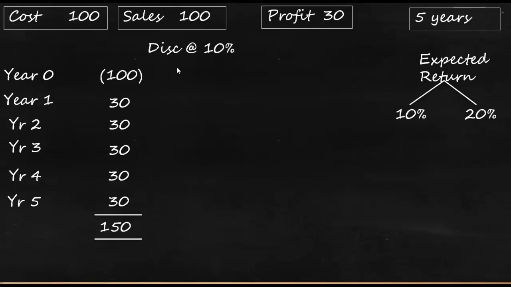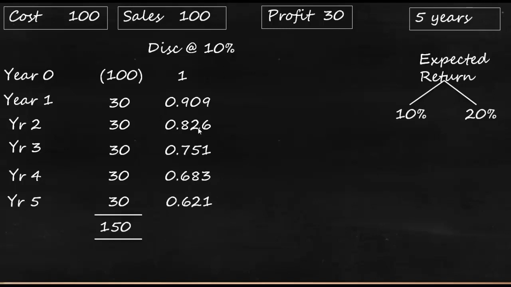So what should we do now? We should discount all these cash flows at the expected rate, which is 10%. If you discount 1 rupee at 10% for 1 year, it is equal to 91 paise. So the 1 rupee which you get after 1 year will be equal to 91 paise. The 1 rupee which you get after 2 years will be equal to 82 paise. After 3 years it will be 75, 68 and 62 paise. Here I have given the values directly without telling you how they should be calculated.